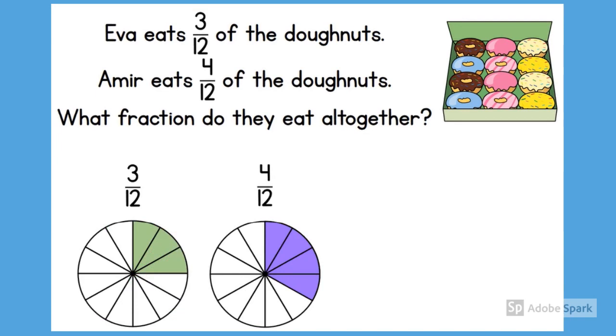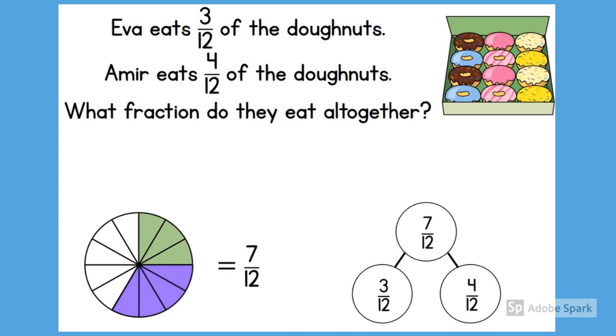So let's use modelling to show the fractions. Eva ate 3/12 of the donuts, so 3 parts are shaded, and Amia ate 4/12, so 4 parts are shaded. But it asks us to add them all together. So let's put the 4/12 and the 3/12 together.